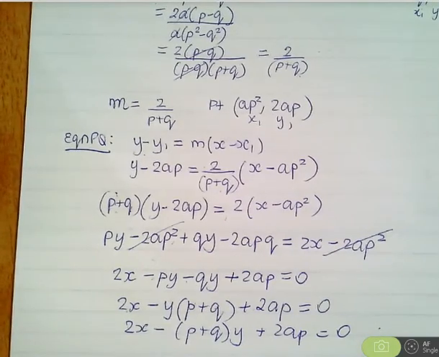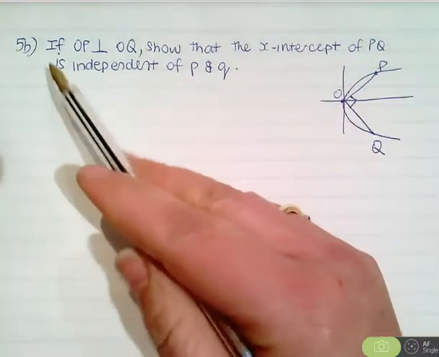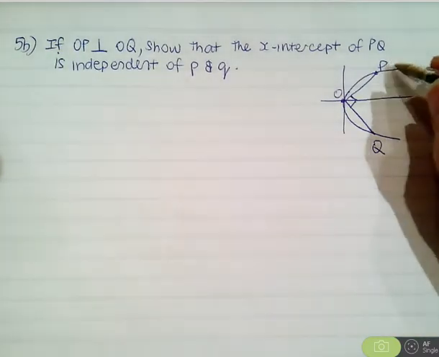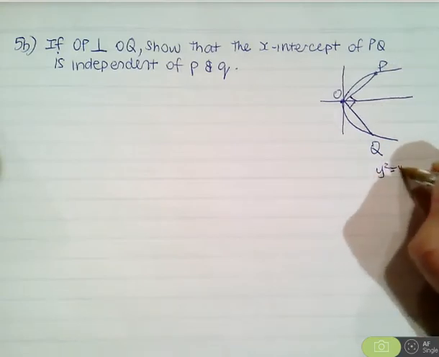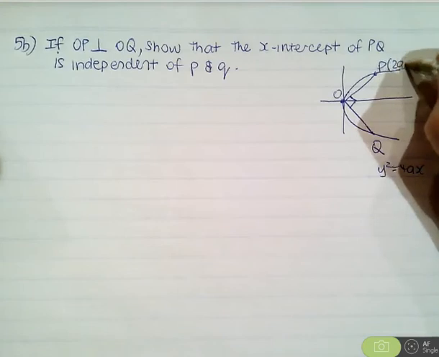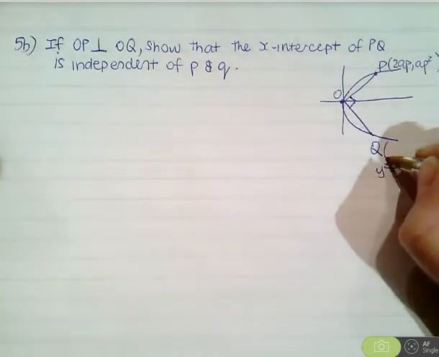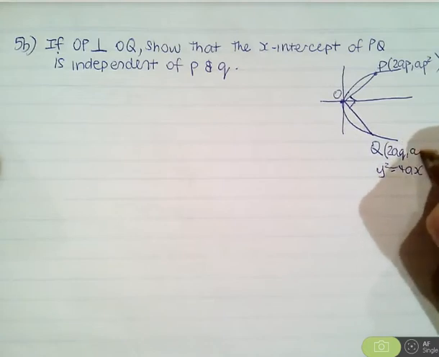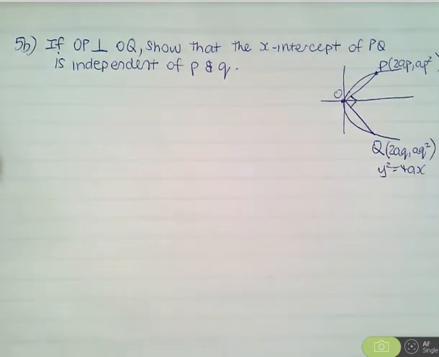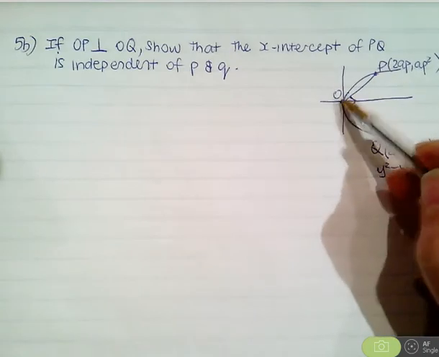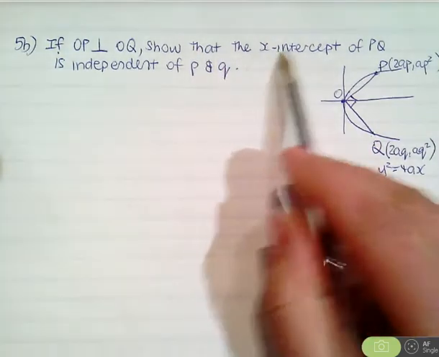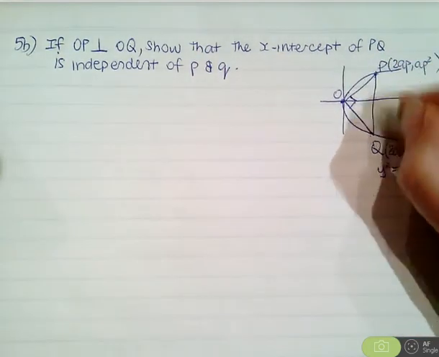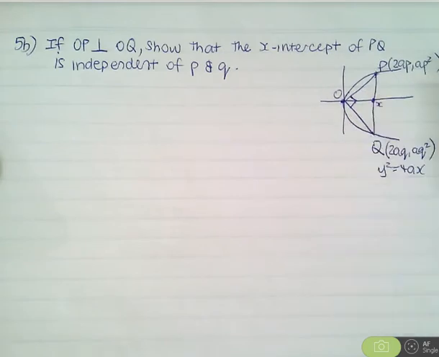Now we're going to look at part B. Now question 5B, I'm going to go back to what I had drawn before. This was a sideways parabola, which is y squared equals 4ax. And this was the point P, which is (2AP, AP squared). And this is the point Q, which is (2AQ, AQ squared). Now, we're told that if OP, see O is the vertex of the parabola, is perpendicular to OQ, show that the x-intercept of PQ, so here's PQ, is independent of P and Q.